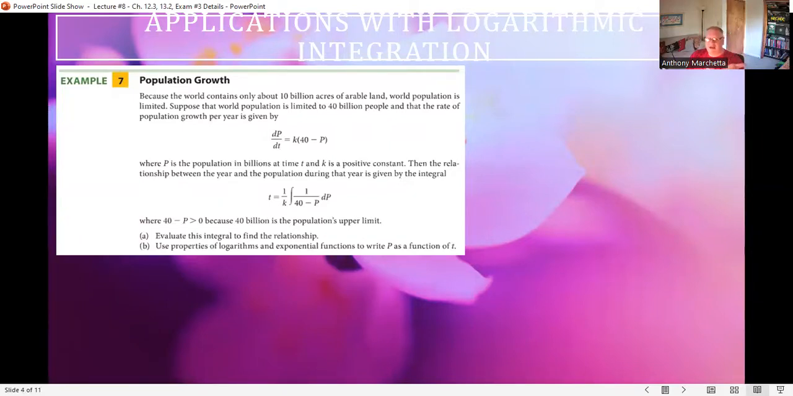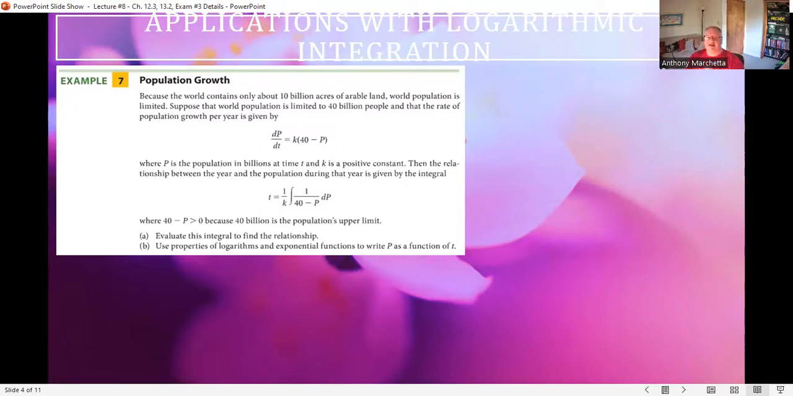Anyway, here's a great relationship between P and T in terms of a derivative. P is going to be the population in billions at the time T, and K is a positive constant. Now, I don't know what K is. K might be negative 0.077 like it was in the last one, but for all intents and purposes, K behaves as a constant. So that means that if you take the derivative of K, it's 0. If you have K times X, the derivative is K, and so all the other rules that apply to constants apply to the letter K.